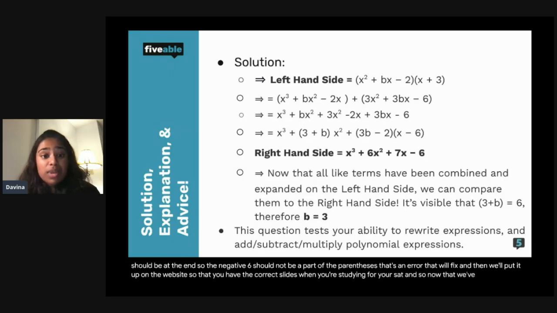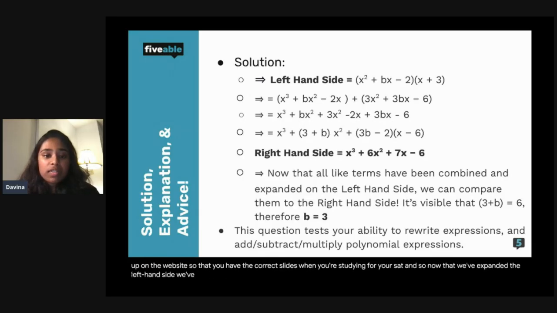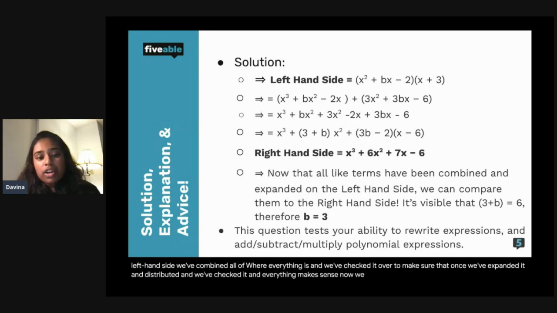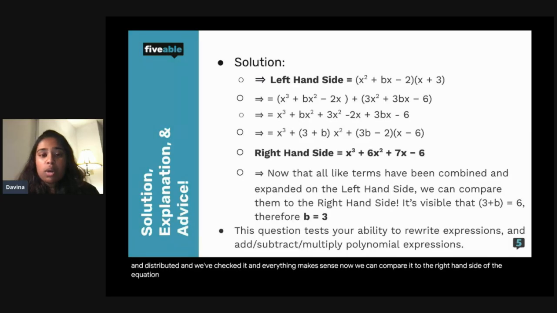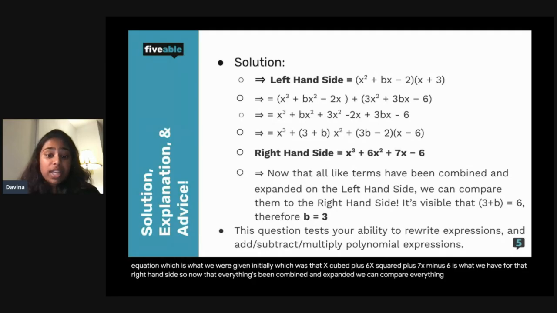And so now that we've expanded the left-hand side, we've combined all of our like terms, we know exactly where everything is, and we've checked it over to make sure everything makes sense, now we can compare it to the right-hand side of the equation, which is what we were given initially: x cubed plus 6x squared plus 7x minus 6. So now that everything's been combined and expanded, we can compare everything from the left-hand side to the right-hand side.